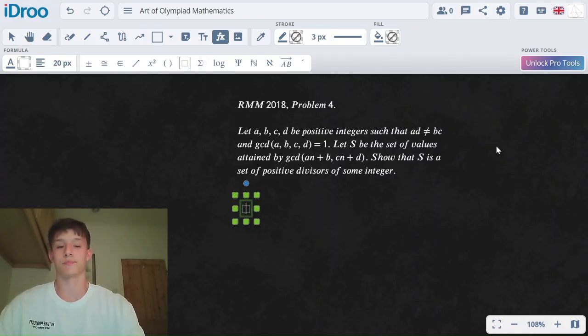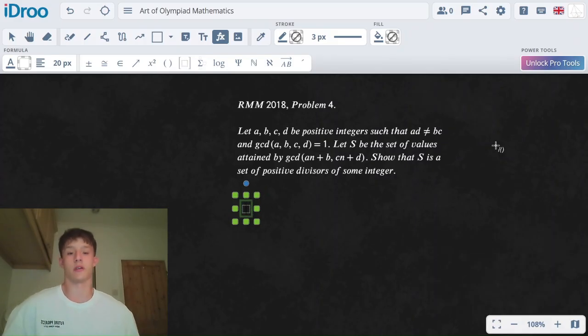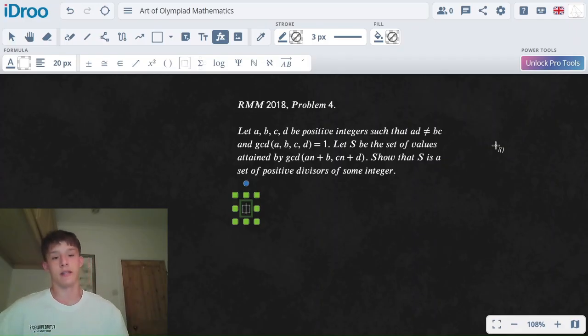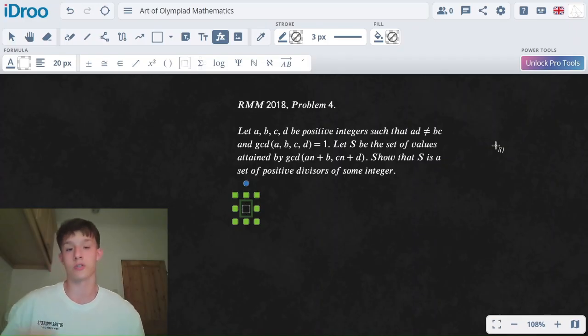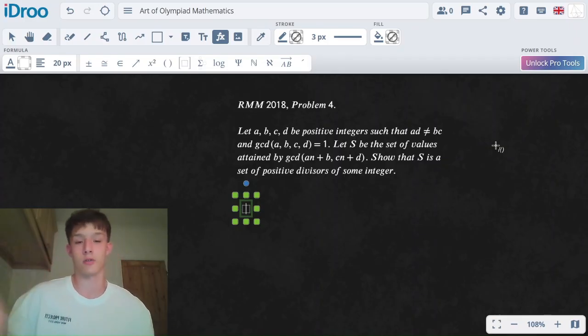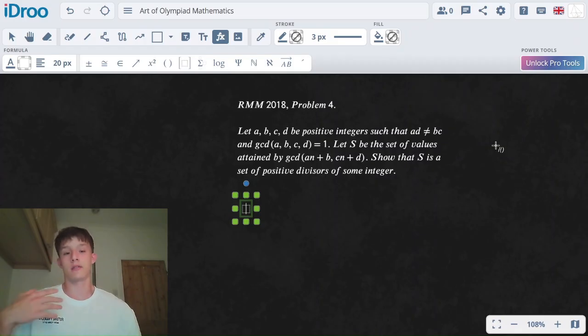So here's the problem. This problem is from RMM 2018, problem 4, a very serious competition. So let's go. We have a, b, c, d positive integers such that ad is not equal to bc and gcd of a, b, c, d is 1. And we take a set S of values obtained by taking the gcd of an plus b and cn plus d, where n runs through all positive integers 1, 2, 3, 4, and so on. We want to show that set S is the set of positive divisors of some other integer. That's the problem.